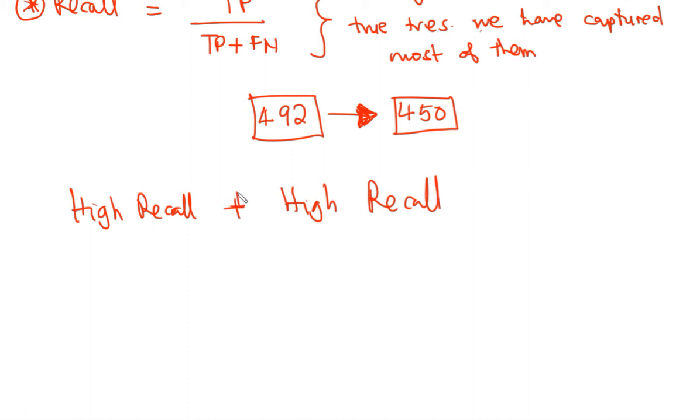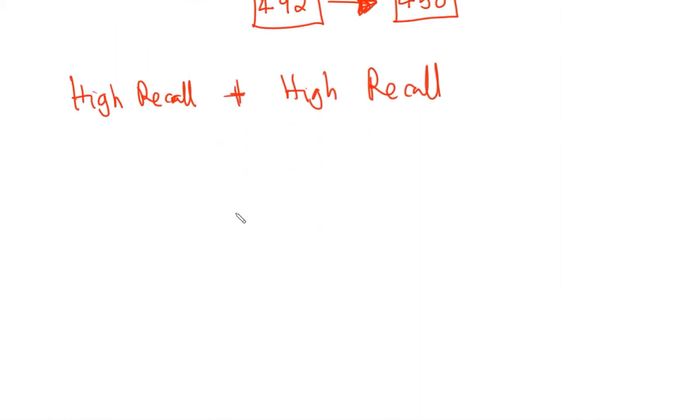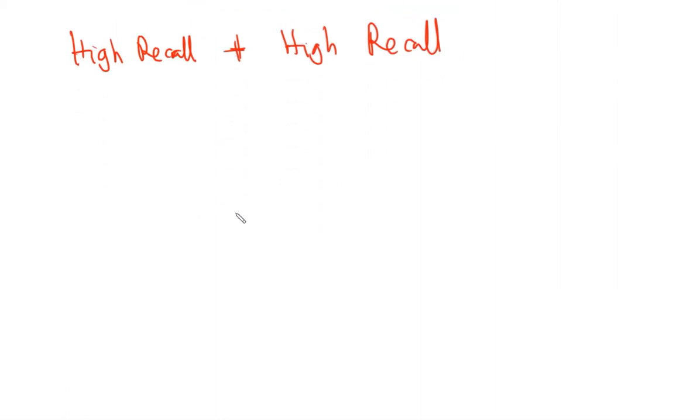But it is difficult to reach high recall and high precision. Let me explain a bit of why. There's a trade-off that happens. But let's look at some cases. Case number one, we have high recall and low precision.